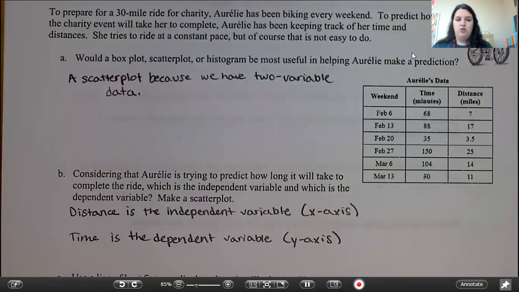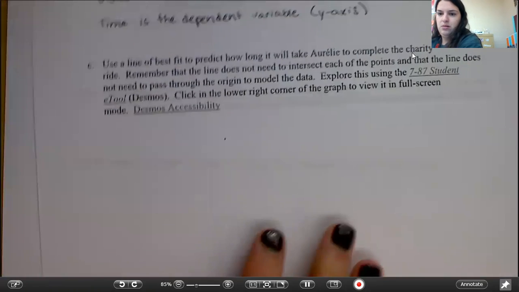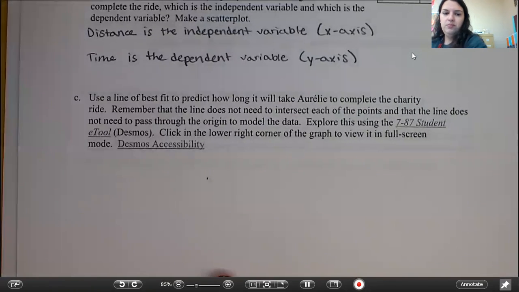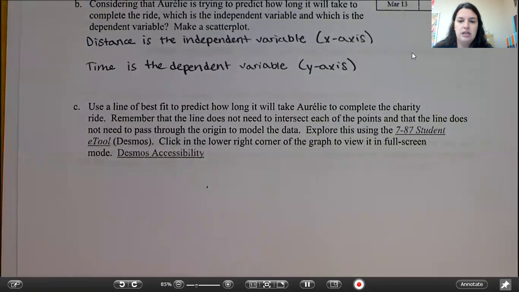Okay, if you're back with me, you've made your scatter plot for part B. Let's look at part C. Part C says, use the line of best fit to predict how long it will take Ariel to complete the charity ride. Remember that the line does not need to intersect each of the points and that the line does not need to pass through the origin to model the data.